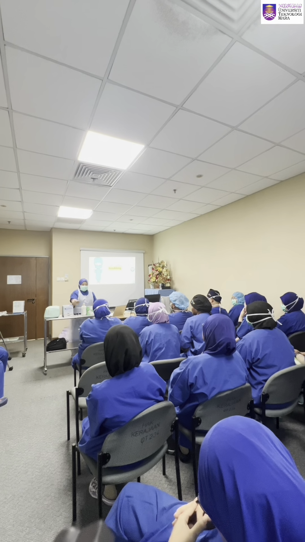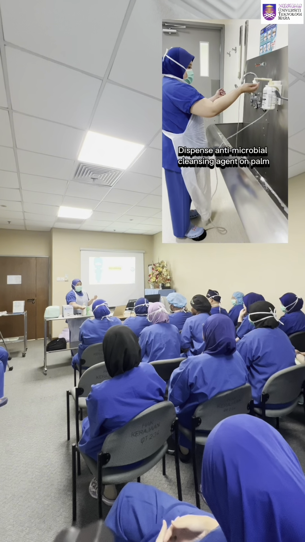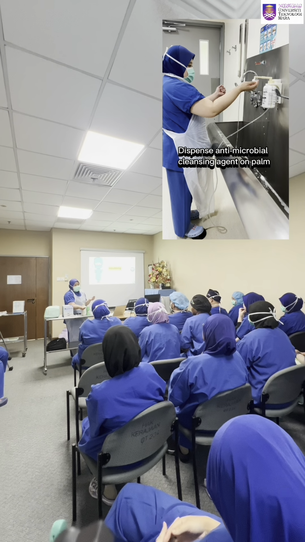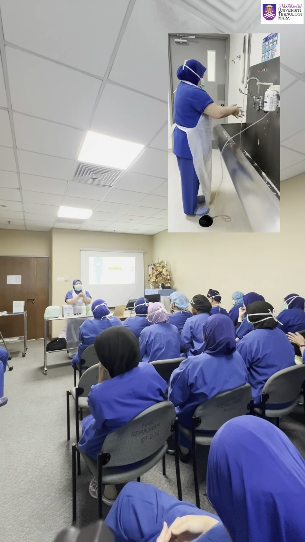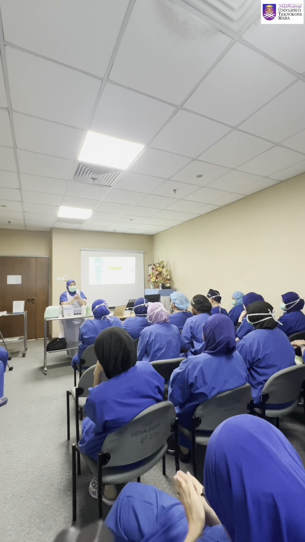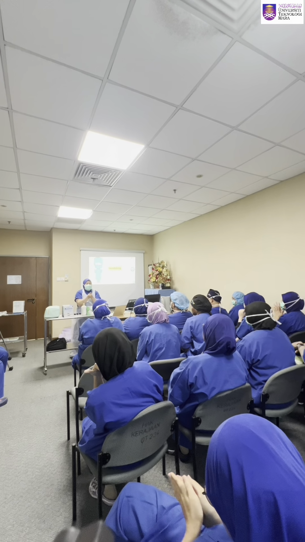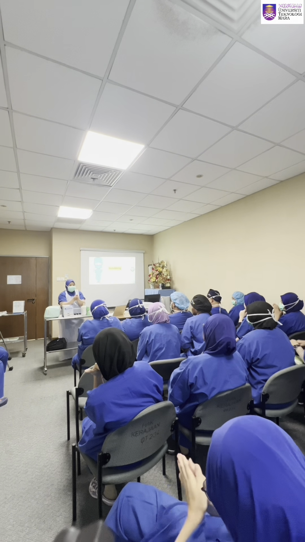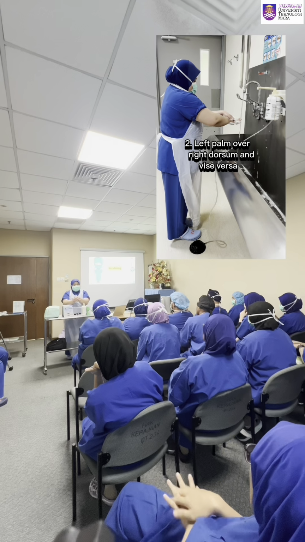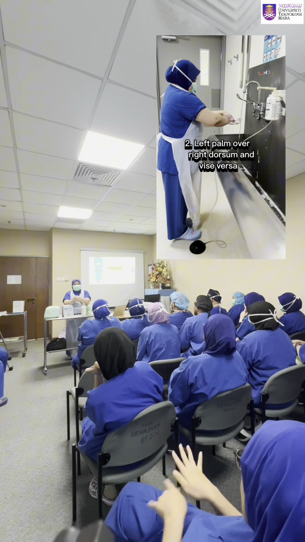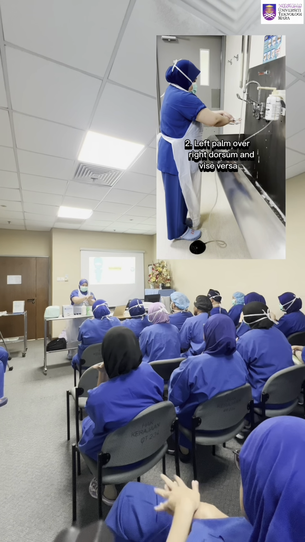Okay. For scrubbing, first we need to wet our hand up to 5 cm above the elbow, and then dispense a small amount of antimicrobial cleansing agent onto our palm. Then we start our surgical hand scrubbing. First, we have to rub from palm to palm on the count 1 to 10. And then we have to move from palm to the dorsal. If you start with the right, after 10, you have to move to the left hand.